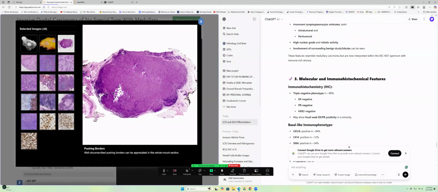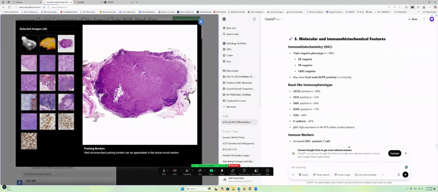Okay, good. These features resemble medullary carcinoma, but are now interpreted within the invasive ductal carcinoma of no special type spectrum as an immune-rich tumor. Let's go to immunohistochemistry. What is the most common IHC pattern? Triple negative: ER, PR, and HER2 negative. They may sometimes show focally weak AR or PR positivity in a minority of cases.